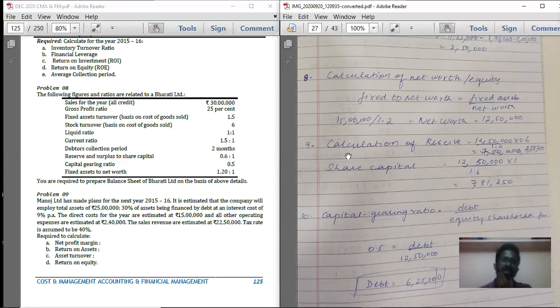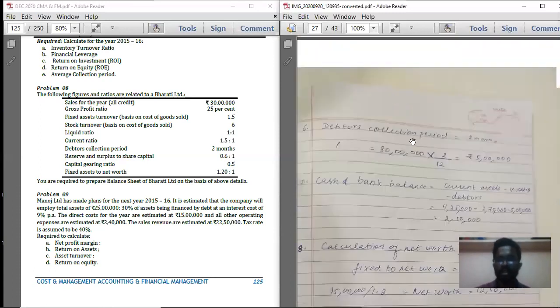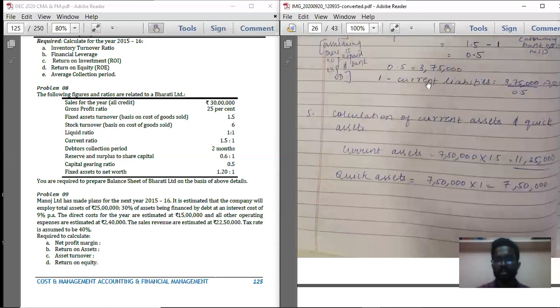See, simple, reserves and share capital put together is the net worth. So we have found that reserves to share capital is 0.6 is to 1. Then what is net worth? 0.6 plus 1 is the net worth, so net worth is 1.6. So using that, we found what is reserves and what is share capital. With this, we can write two things in the liabilities.